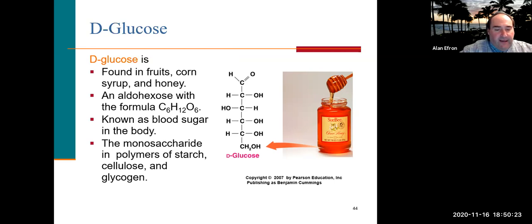Glucose is found in fruits, corn syrup, honey. It has a general form of C6H12O6. Again, carbons, hydrogens, and oxygens. It's known as blood sugar, right? It's a monosaccharide and a lot of polymers of starch. So putting together a lot of glucose units, taking out water and sticking them all together gives us a lot of other sort of carbohydrates like starch, also things like our disaccharides and stuff like that.